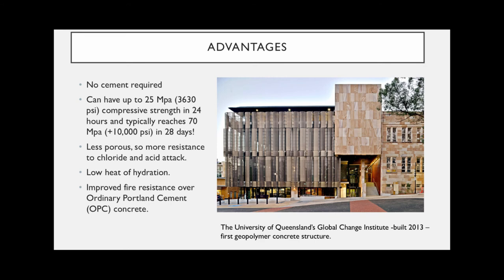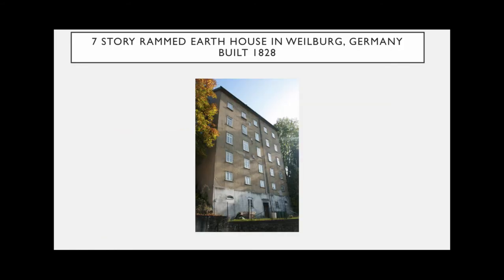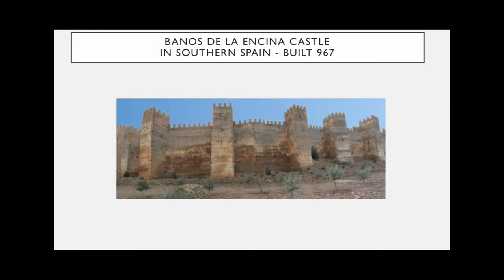But we're also interested in rammed earth. So rammed earth also can be made beautifully, and it takes advantage of natural materials. And so we know that we can build tall with it. Here is an almost 100-year-old 7-story rammed earth building in Germany, but it's a very old material. It's been around a really long time, over 1,000-year-old castle in southern Spain. It's also part of the Great Wall of China, so we know it's been around.